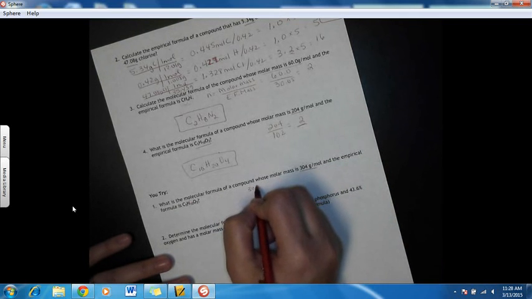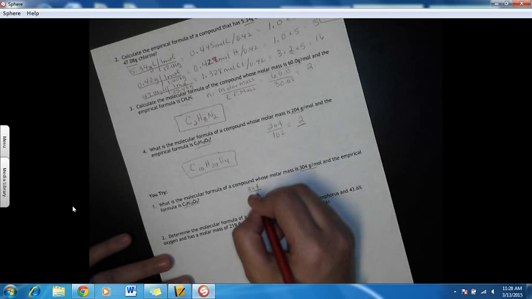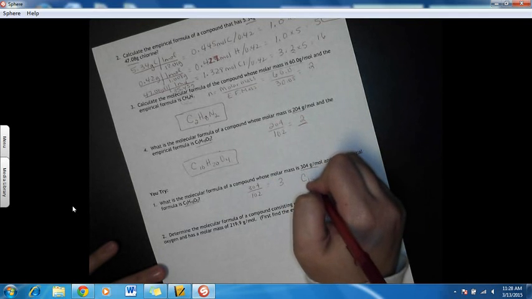Alright, so in the first problem we're going to find the molecular formula. The mass is 304. We want to divide then by the empirical formula mass. This is the same one we found earlier, which was 102. When we divide these, we basically get 3. And so it's 3 times as big, so it's C15H30O6.